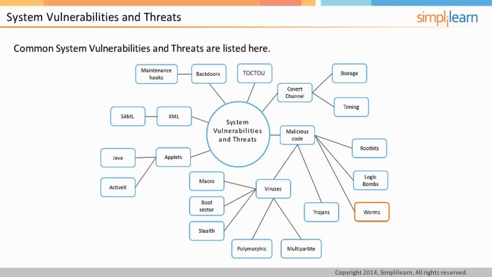Worms are malware that self-propagates, i.e. spreads independently. A Trojan, also called a Trojan horse, is malware that performs two functions, one benign, such as a game, and one malicious.